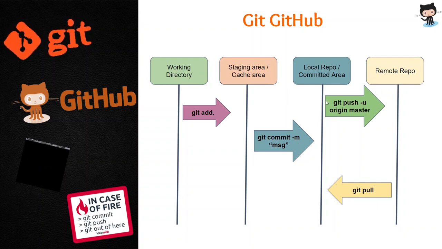After it goes to the committed area, we need to move it to the remote area. To move it into the remote area, we need to push the file to the remote repository. For that, we write git push -u origin master. Okay, so this is the entire process. Similarly, if you want to pull, we go to the remote repository, we write a pull command, and our file is pulled to the local repository. Okay, so this is the entire working life cycle of a file. First, it is in the working directory, then it goes to the staging area. After going to the staging area, it goes to the local repository or the committed area, and then it goes to the remote repository. So this is the entire architecture of Git.